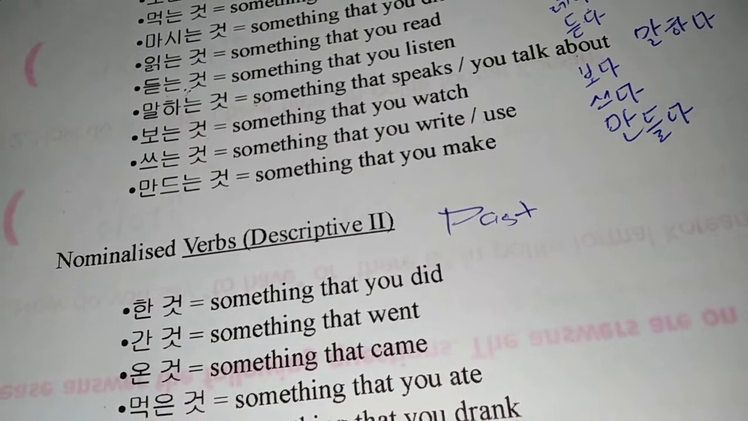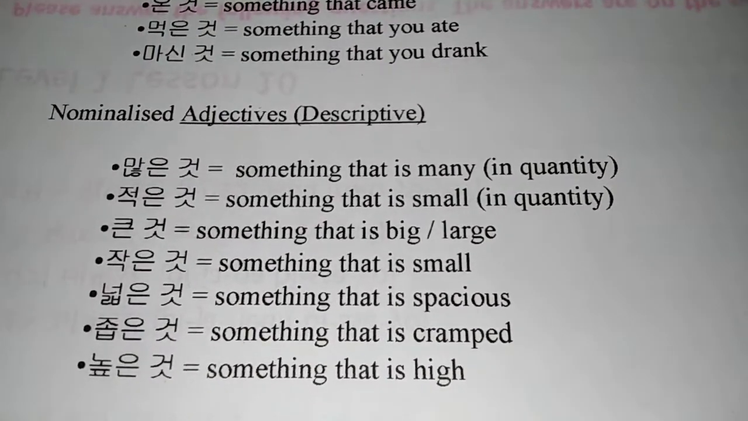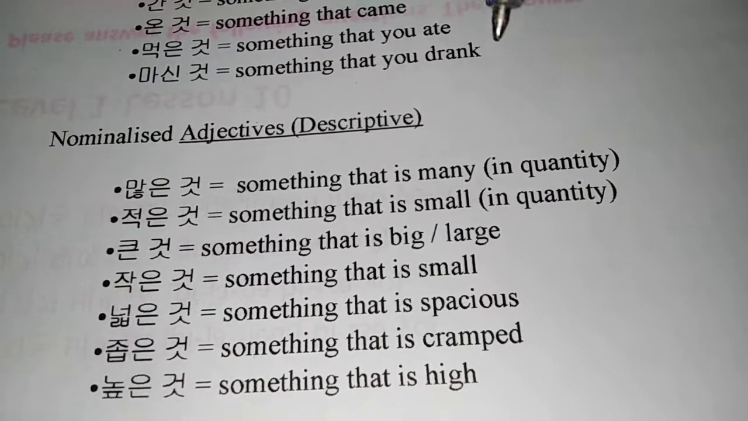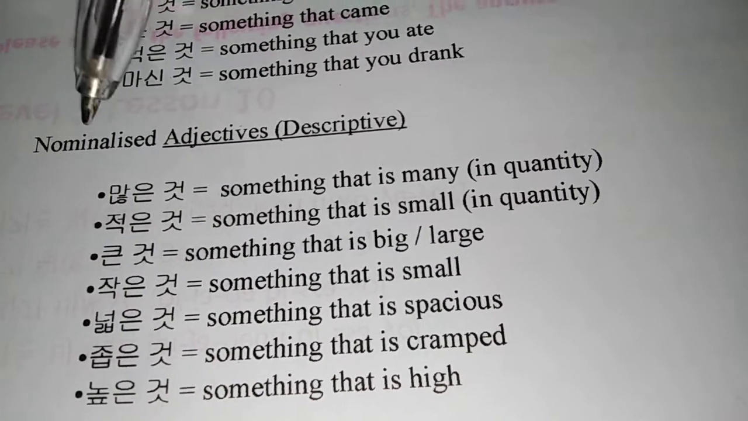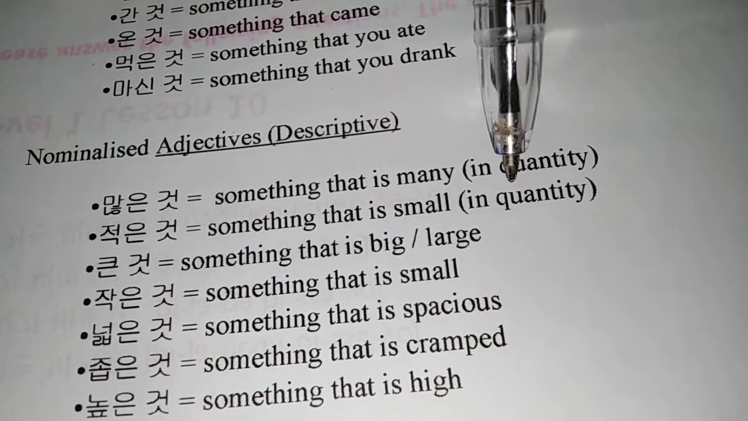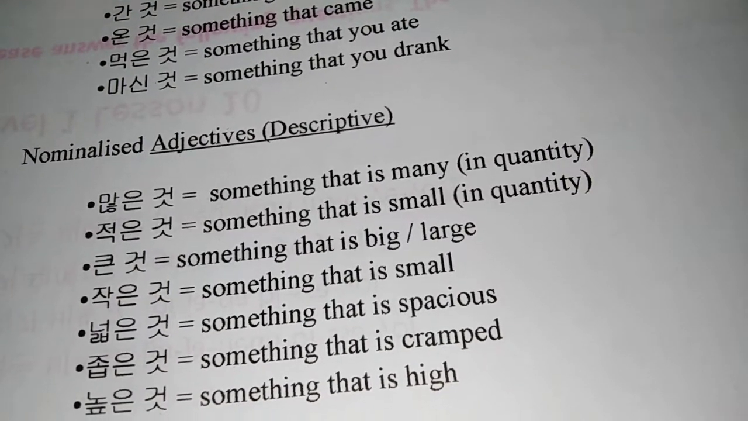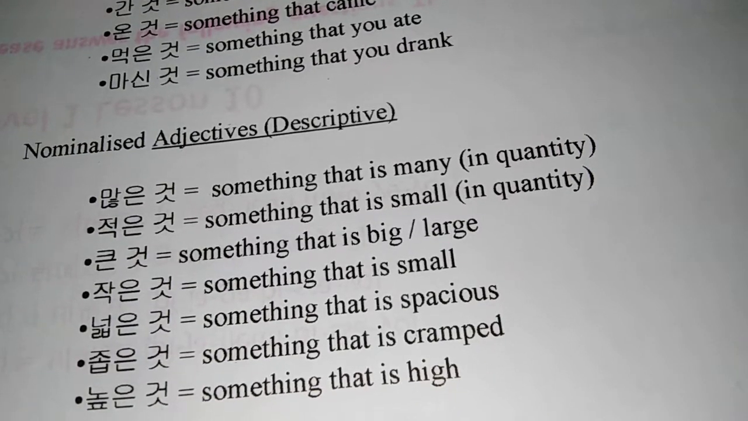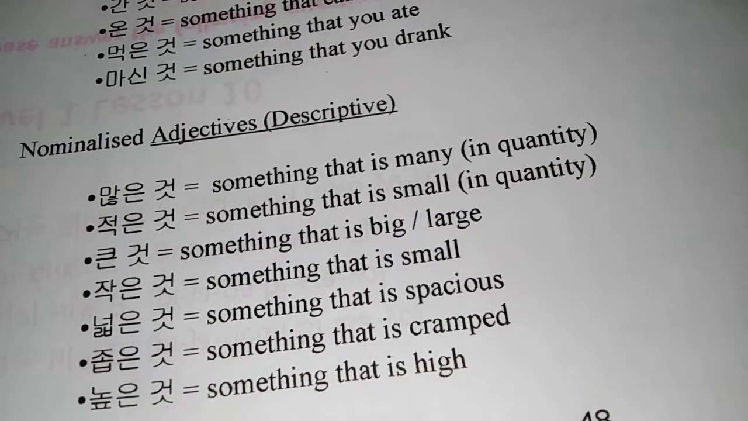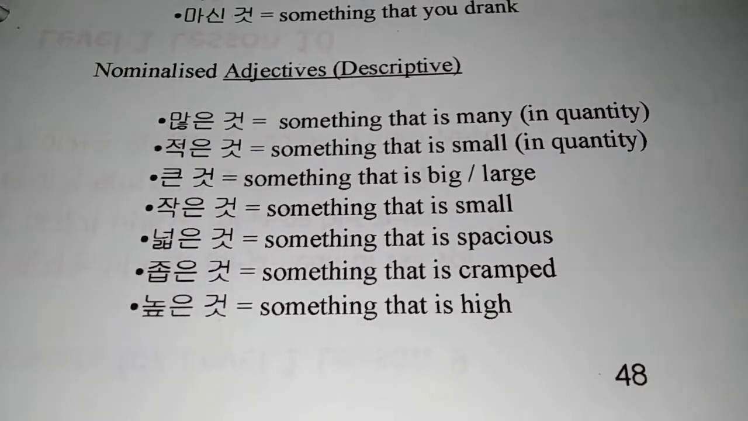The next one is normalized adjectives, that is 많다, which means a lot in quantity. For that, 많은 것. And the next one, 적다. 적다 means small, again in quantity. So it is kind of the opposite of 많은 when you are talking about quantity. So 적은 것, something that is small in quantity.